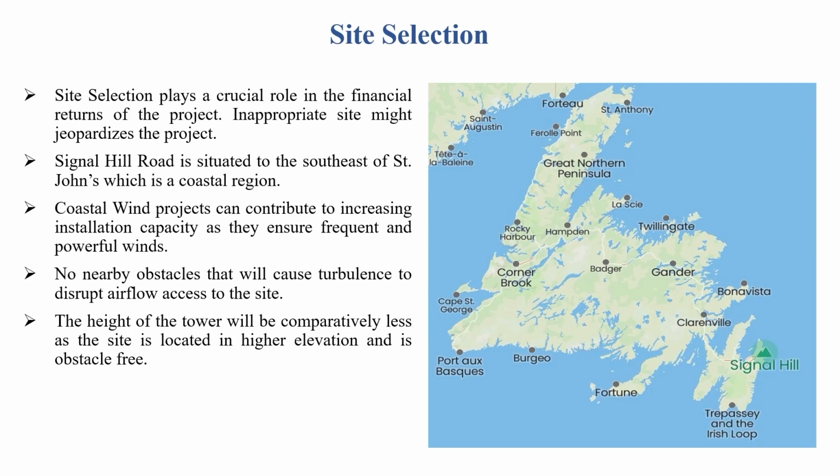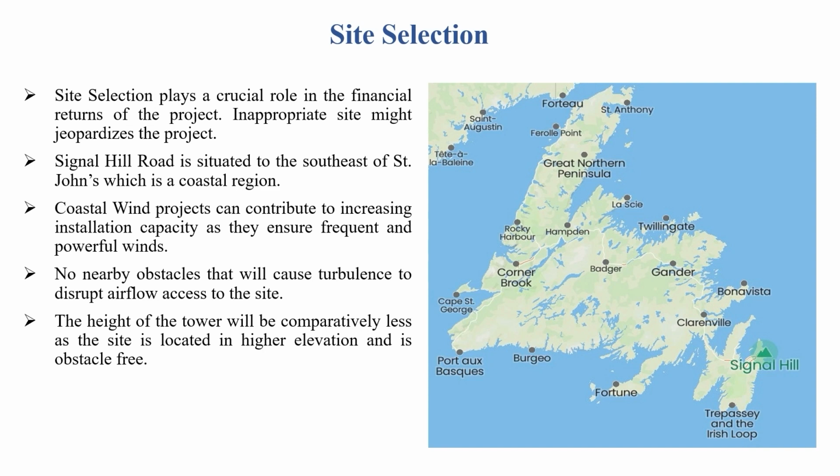At first, we need to select the site for our project. We all know this plays a crucial role in the financial return of the project. If we select an inappropriate site, we might jeopardize the benefit of the project. We have chosen a remote location situated on Signal Hill Road, which is in the southeast part of St. John's, and that's a coastal region.